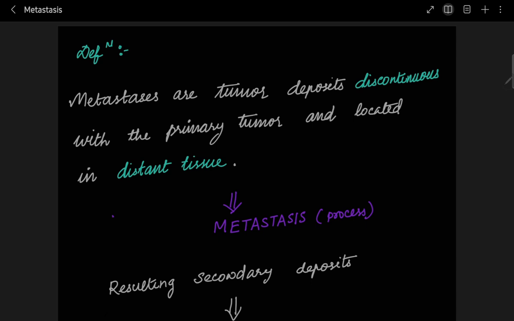Metastases are tumor deposits discontinuous with the primary tumor and located in distant tissue. What does it mean? It means that in a certain part of our body or in a certain organ we have a primary tumor, right. It is the first originated tumor located in that organ, and from there it goes to some other parts of the body. It may be another organ, like prostatic cancer spreads to the bone. So this is how it happens, okay. We will see how these steps happen, okay.